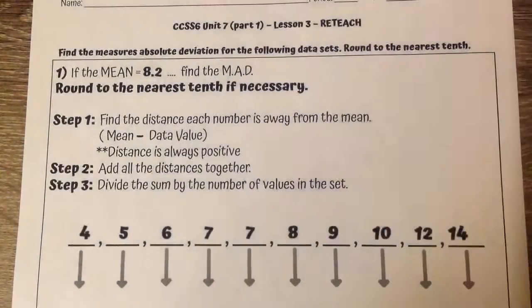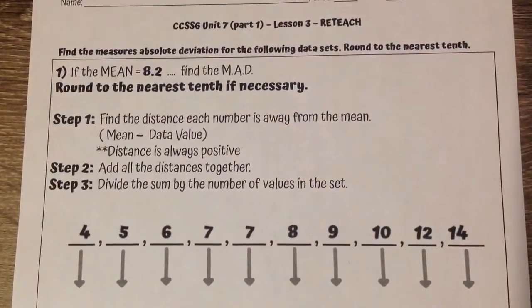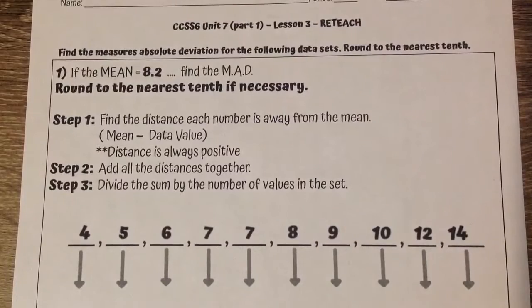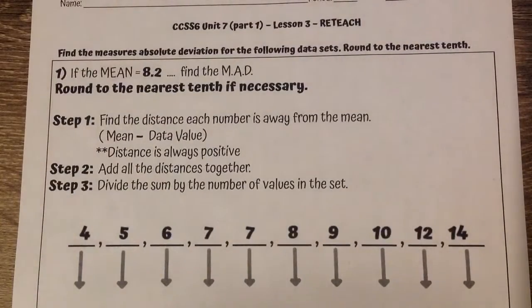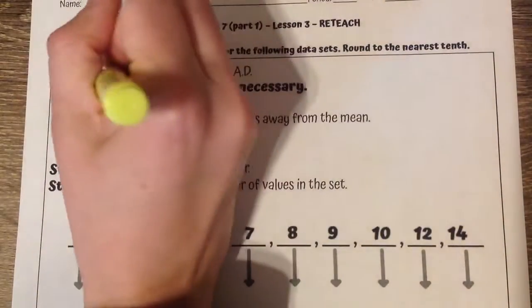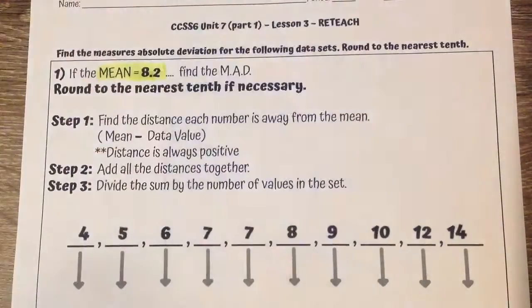Alright, for today's Reteach on mean absolute deviation, or the MAD, we are just focusing on that part. So we are going to give the mean to you so that that isn't what is hindering you from getting the correct answer. So the mean absolute deviation is we're finding the average distance each number is away from the mean. So we gave you this information here that the mean is 8.2.